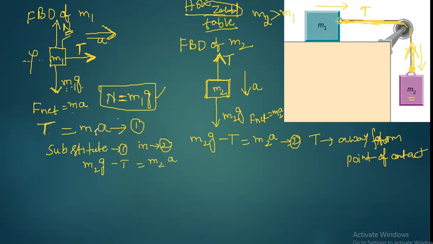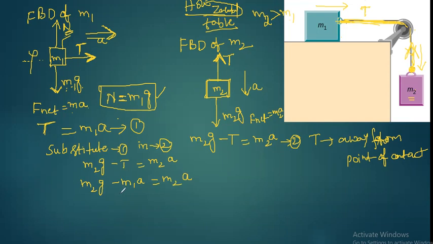So what is our equation 1? Equation 1 is tension T, no? T is equal to M1A. Now M2G minus T, which is M1A, is equal to M2A.